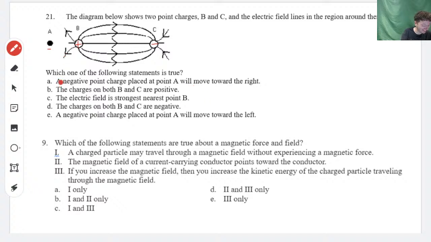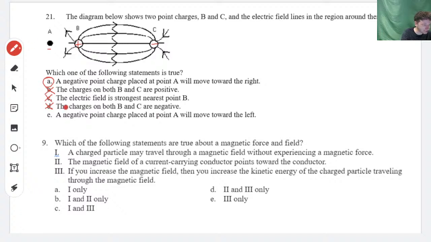Yeah, okay. Another A. Let's check the other ones just in case there's a better answer. I don't think there's going to be a better answer because that's 100% correct. The charges are both no. The electric field is strongest near B. I wouldn't say it's the strongest because it looks like we have the same field density at C. So no. The charges on both B and C are no. A negative charge point at A will move to the left.